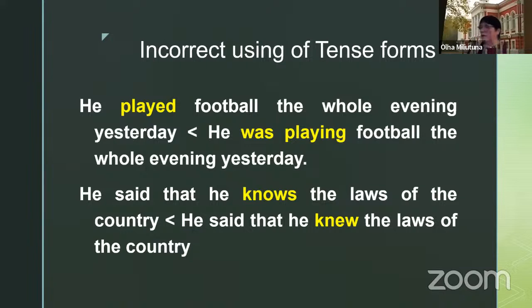We can use past in the main clause and future in the subordinate clause, and it is correct for the Ukrainian language. That's why "he said that he knows the laws of the country" is correct for Ukrainian speaking. Instead of the correct English, "he said that he knew the laws of the country."